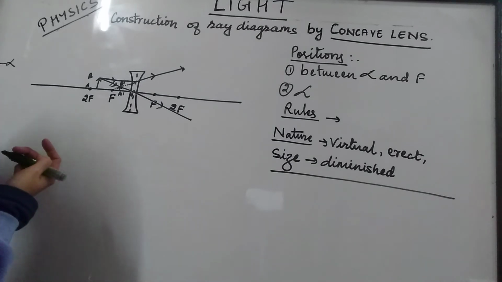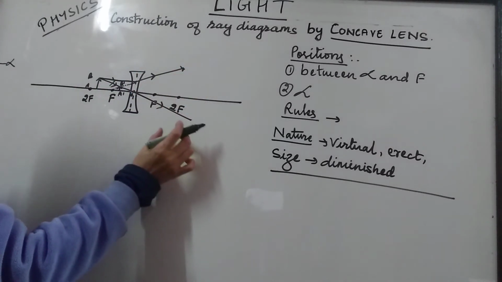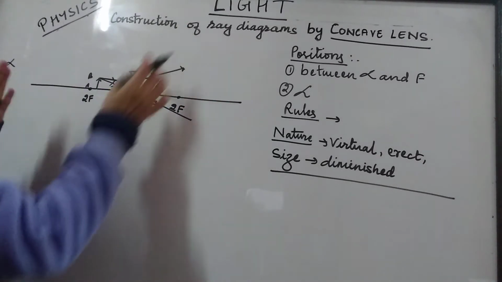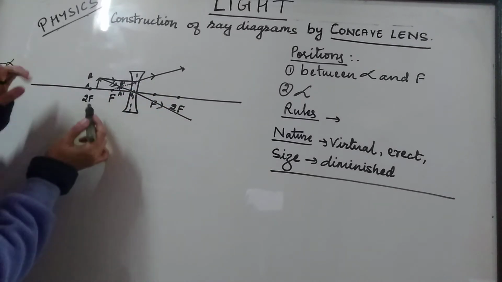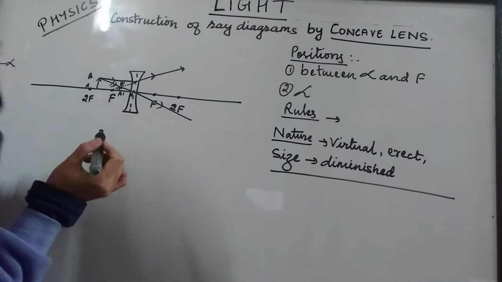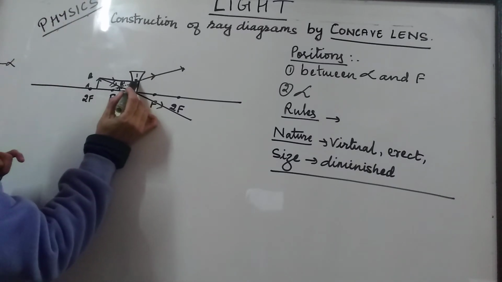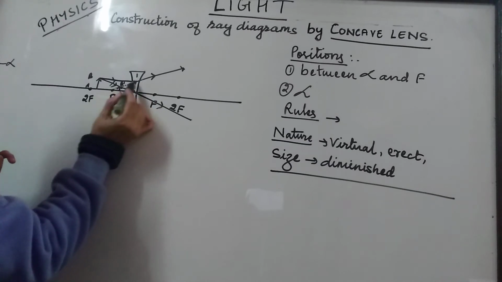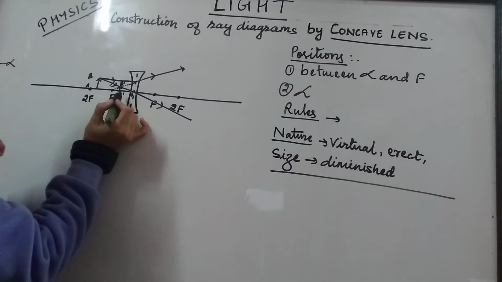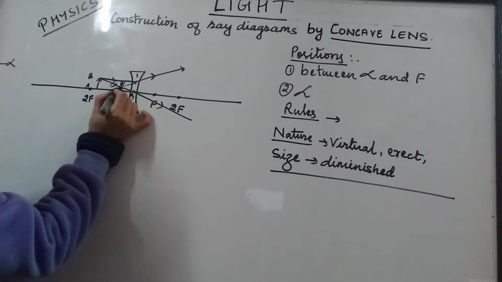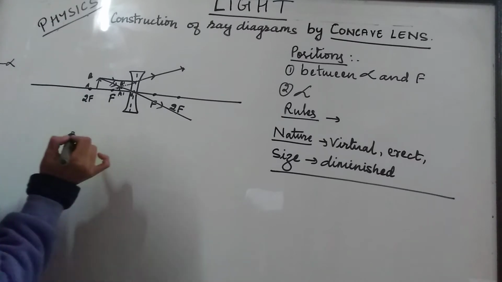If we try to get the image on this side in the real case, it is not possible because the light rays are diverging away. So if you produce them backward, they will meet at one point, and at that point the image will be formed. In order to form the image, you have to produce the rays backward. You will find that these two refracted rays cut each other at this point, so the image will be formed at this point, A dash, B dash.